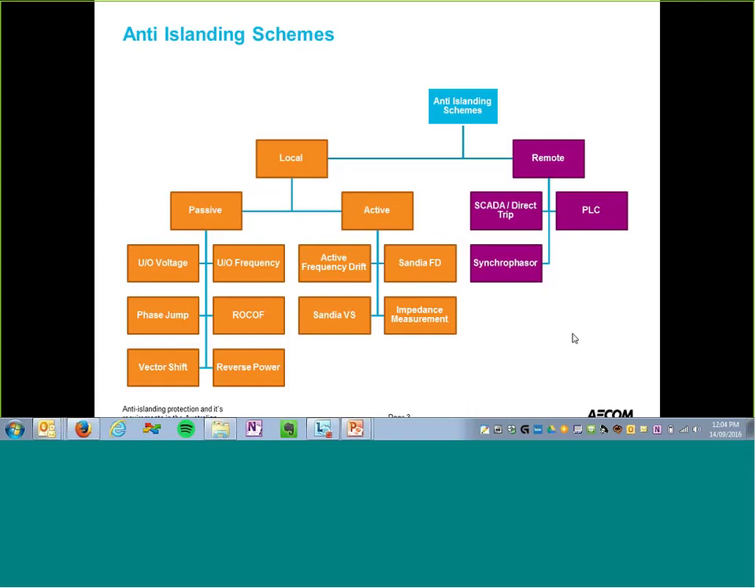So the passive schemes, everyone's probably quite familiar and used to that. Things like under voltage, over voltage, under frequency, over frequency, phase jump, vector shift, rate of change of frequency, and reverse power. And then you've got the active schemes, which is really, I think, an area in Australia that's not really fully understood. So things like active frequency drift, Sandia frequency drift, voltage shift, and impedance measurement.